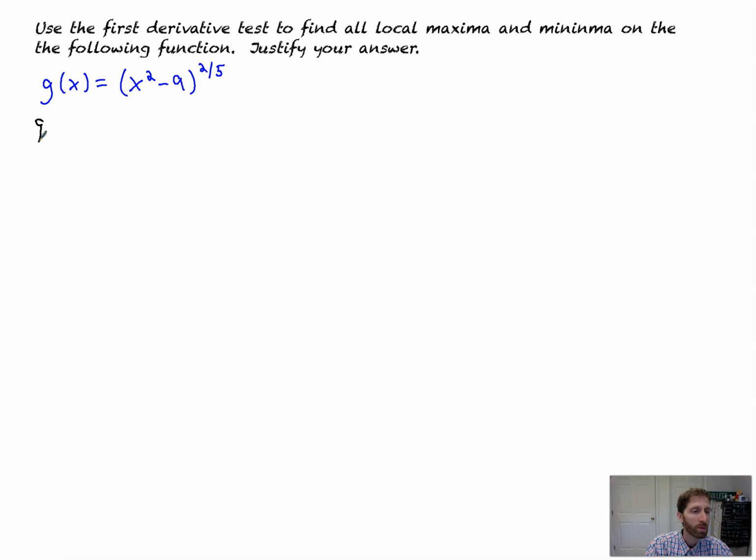Let's see. So we take the derivative, little chain rule here. That'll be 2/5, the derivative of the outside, times all that stuff to the negative 3/5, times the derivative of the inside.